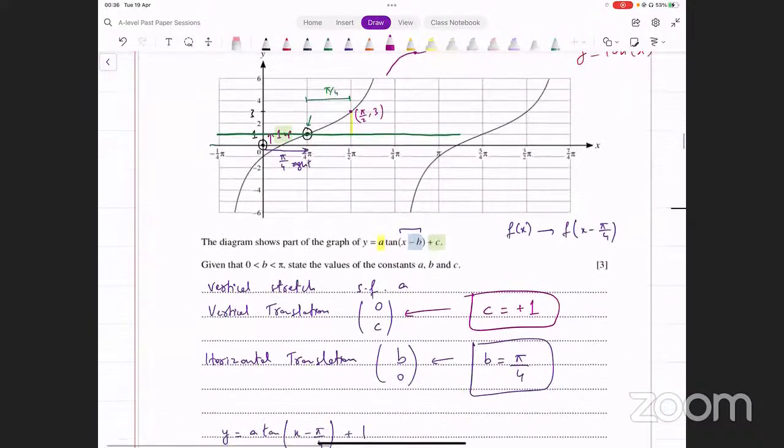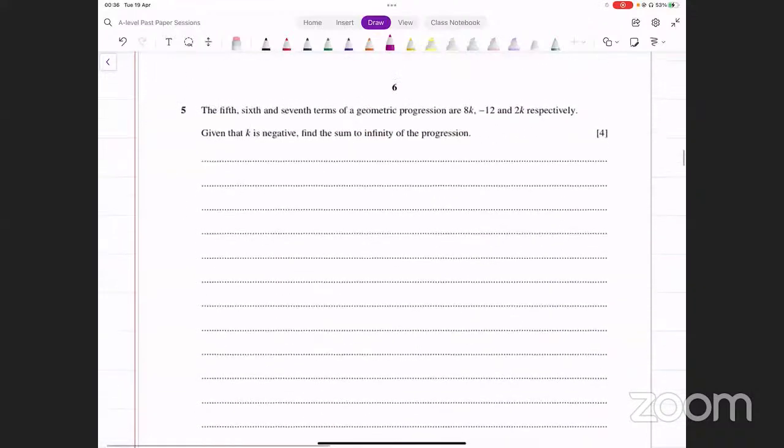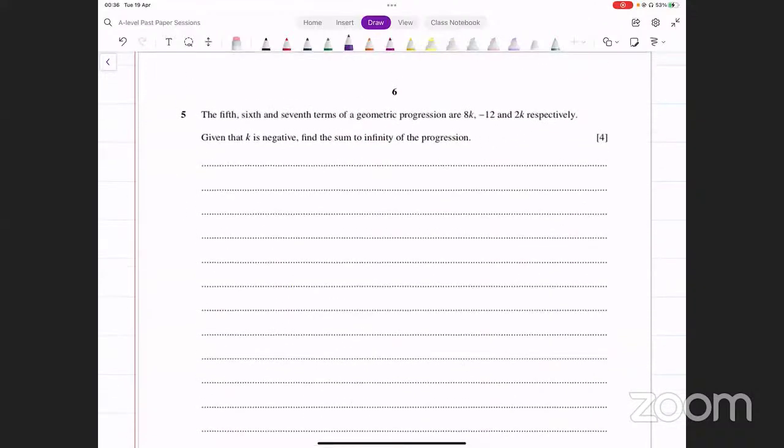Let's move on. Question number 4 हमने कर लिया पहले. Let's look at 5 now. The 5th, 6th, and 7th terms of a GP are 8k, minus 12, and 2k respectively. So now we've got a geometric progression. दोबारा से series का question आ गया, sequences का question आ गया. It's a GP now.